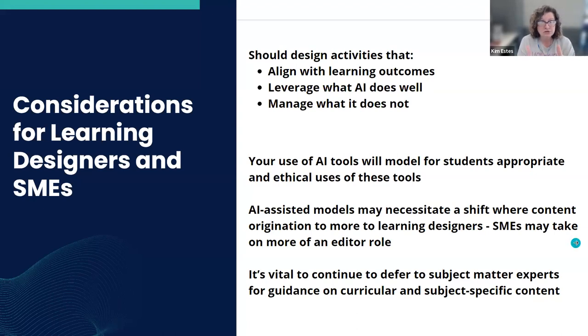Right. We actually, Arturo and I served on the committee that wrote the syllabi statements for our campus for AI use. And we gave our faculty three options. You can't use it. You can use it, but only where I say you can use it. And you can use it all the time. And here's how you cite it. So really making sure that you're modeling ethical use of AI. Let people know when you're using it. Right. Have a standard statement. Content from this course was assisted by AI and, you know, corrected by human or human driven. We say AI assisted, human driven. You need to look at AI assisted models. The use of AI assisted models is going to kind of necessitate a shift where content origination is going more towards learning designers and the subject matter experts are becoming editors.